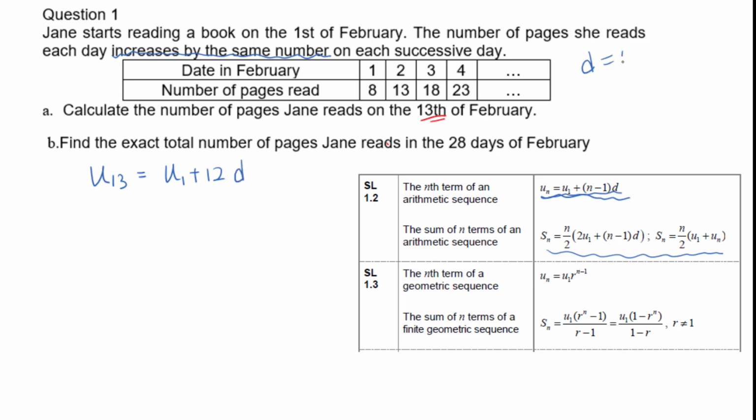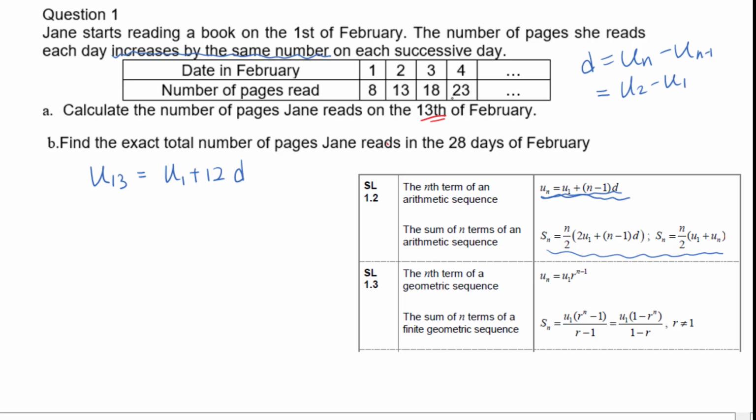We know that D equals U sub n minus U sub n minus 1, which means U sub 2 minus U sub 1. According to this table, we know U sub 1 equals 8 and U sub 2 equals 13. So 13 minus 8 equals 5. Then we can plug in 8 plus 12 times 5. That equals 68. Let's go to B.